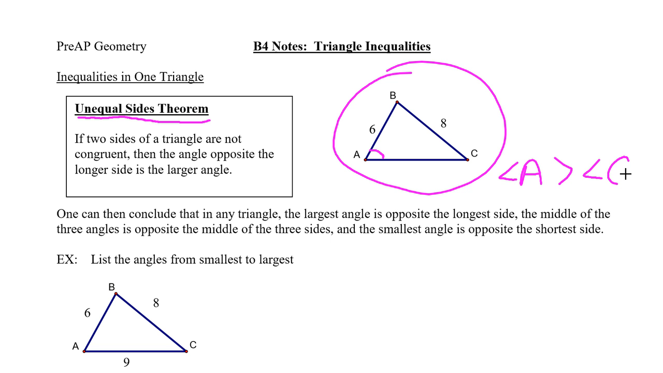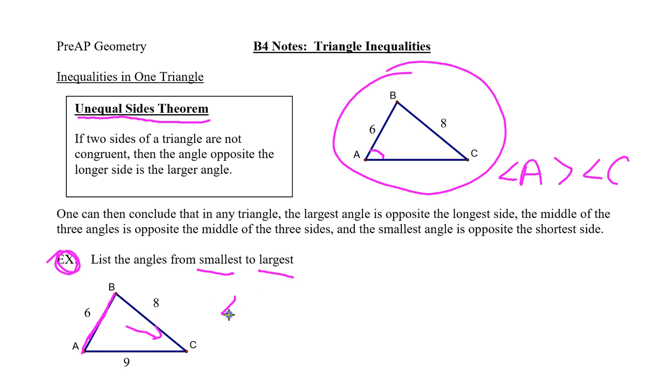If you read this here, it says one can then conclude that in any triangle, the largest angle is opposite the longest side, the middle of the three angles is opposite the middle of the three sides, and the smallest angle is opposite the shortest side. Looking at an example down here, it says list the angles from smallest to largest. To list these in the correct order, starting with the smallest, look at the smallest side, which is AB of length 6. The smallest angle is always the one opposite the smallest side, which here is angle C.